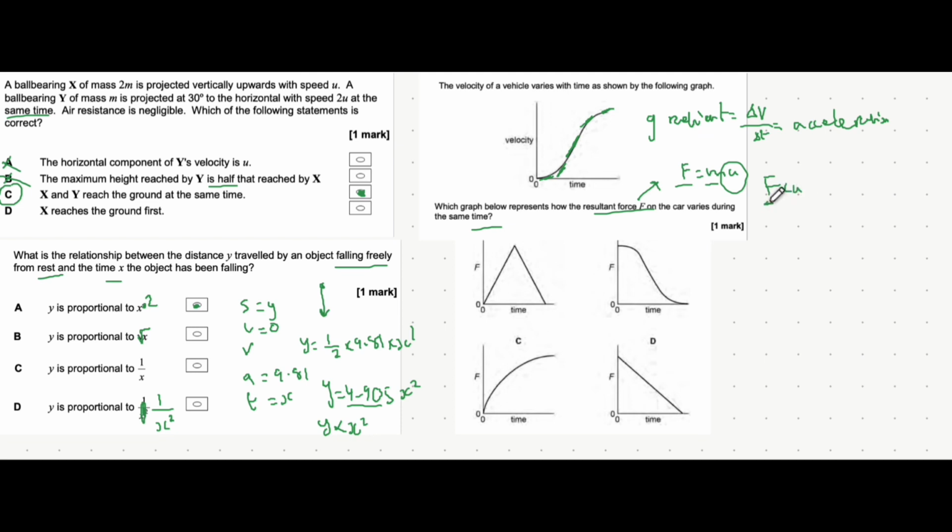The force follows the same pattern in that it first increases very quickly, and then it's still increasing, but at a lower rate. That's why C is the correct option. The gradient is increasing very quickly, but then it's still increasing, but at a lower rate. The gradient's never decreasing, so it won't be this. Again, it's never decreasing, so it won't be this. And again, it's never decreasing, so it won't be this.